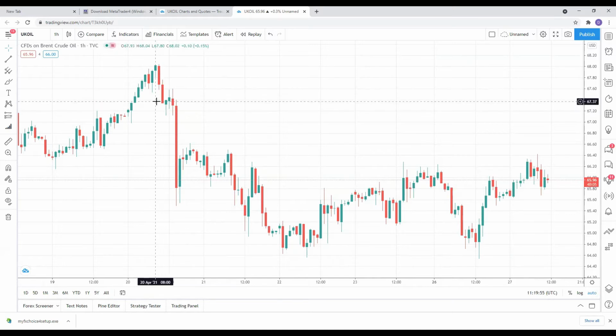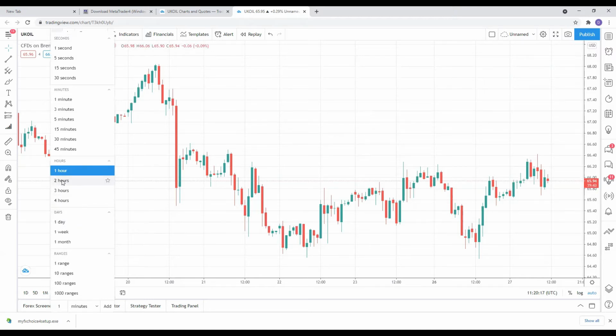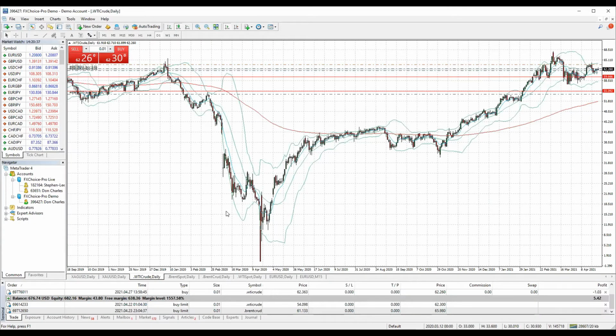We can see the price of the asset decline significantly in that short period of time. This was a 1 hour chart. How do I determine it was a 1 hour chart? I go here. Let us look at the platform.